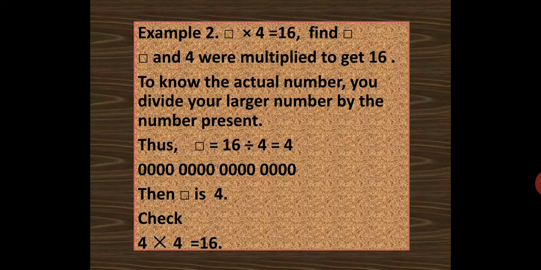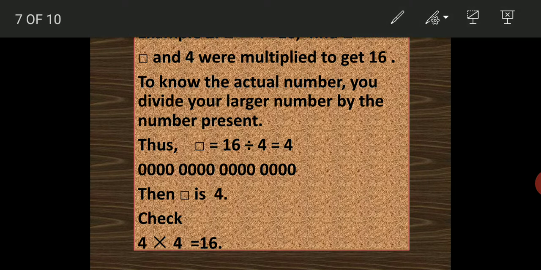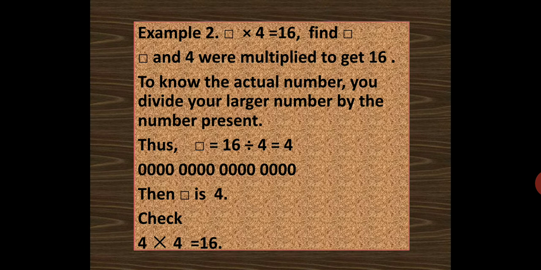Okay, example number 2. Box times 4 equals 16. Find box. So box and 4 will multiply together to get 16. As usual, to know the actual number, you divide your larger number by the number present. And here the larger number is 16. So if you divide 16 by 4, what do you get?